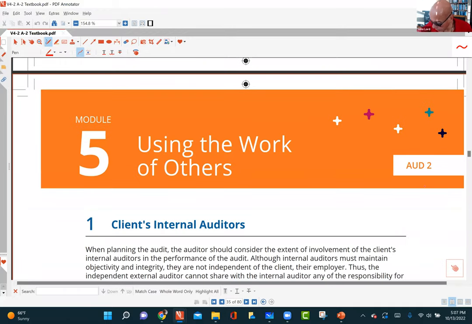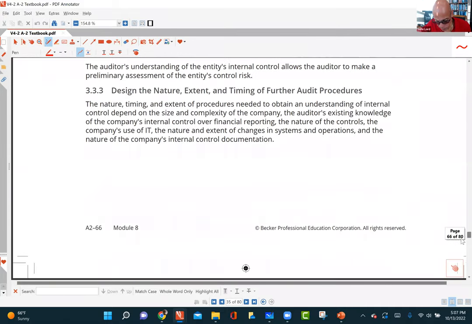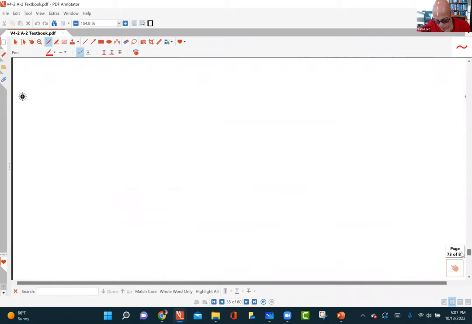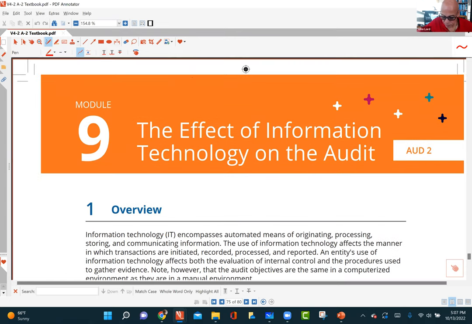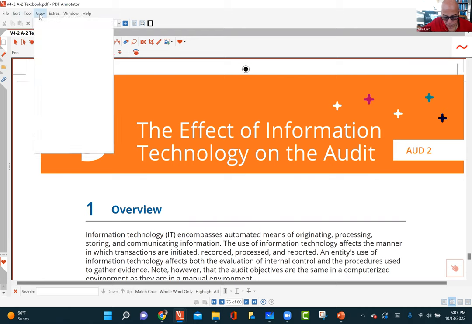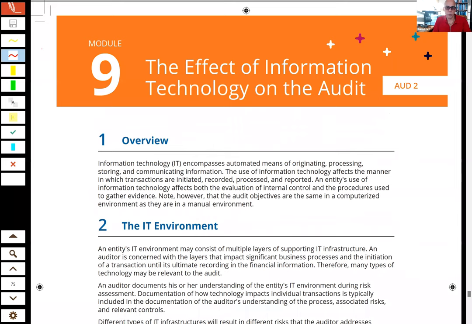Okay, but I think we had left off at the last module, which I think is module 9, right? Looking at the effect of information technology on the audit. Basically, what we're going to be seeing here is certain tools that the auditor will be able to use, computerized audit techniques that the auditors will be using, and also a couple of considerations about the entity's information system.